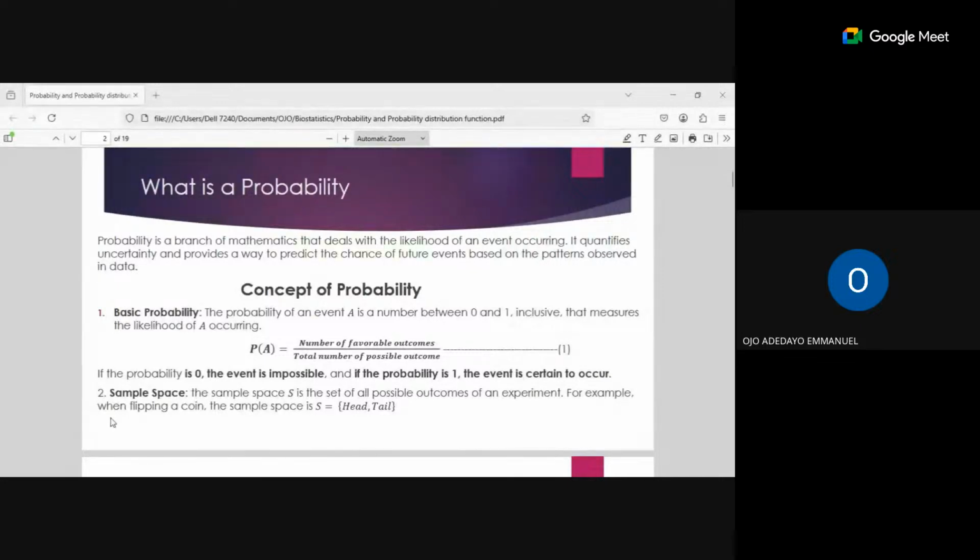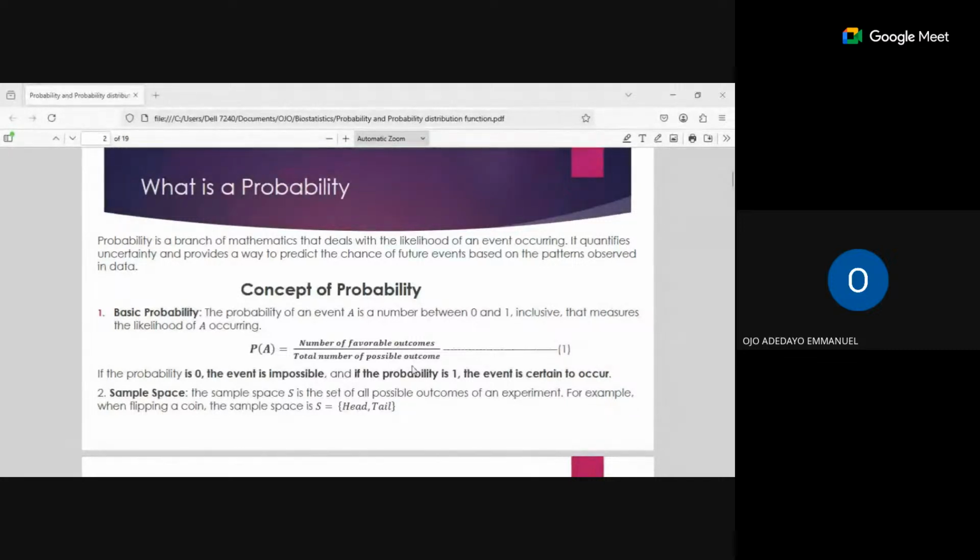Now, another thing that we normally work on with probability is what we call the sample space. The sample space is the set of all possible outcomes of the experiment. Let me use an example that you can relate with. I don't deal with abstract, I deal with real life situations. So you don't need to cram anything, you just need to understand the concept.